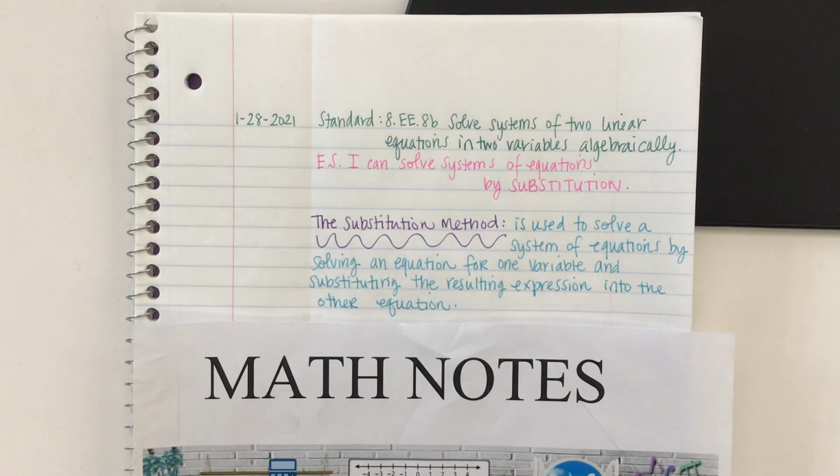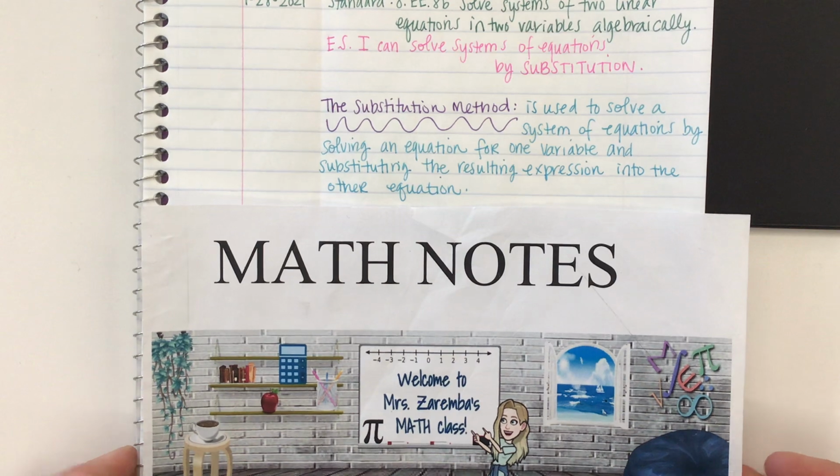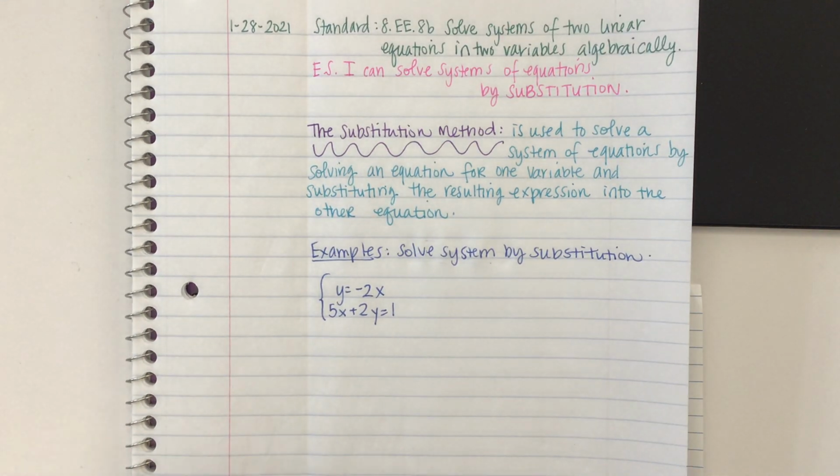So what is the substitution method? The substitution method is used to solve a system of equations by solving an equation for one variable and then substituting the resulting expression into the other equation. So for this lesson, I will already give you problems that have one of the equations solved for one variable. So you'll get something that has y equals or x equals, just to make it a little bit easier to learn this method. So we're going to go ahead and get started with our examples.